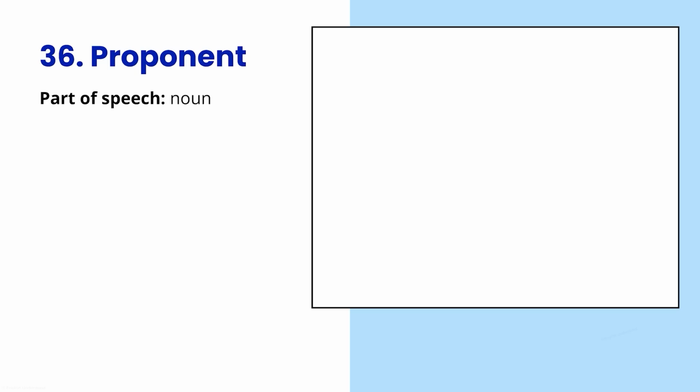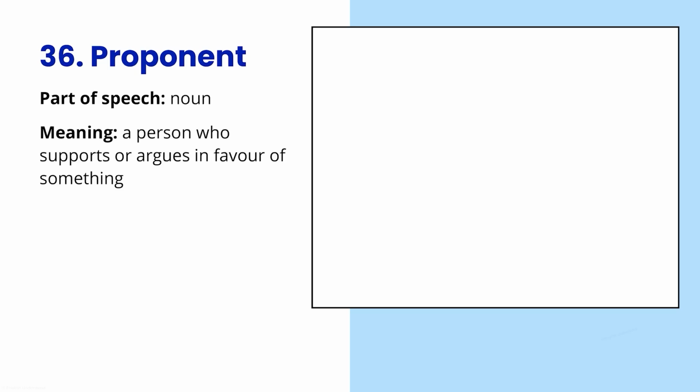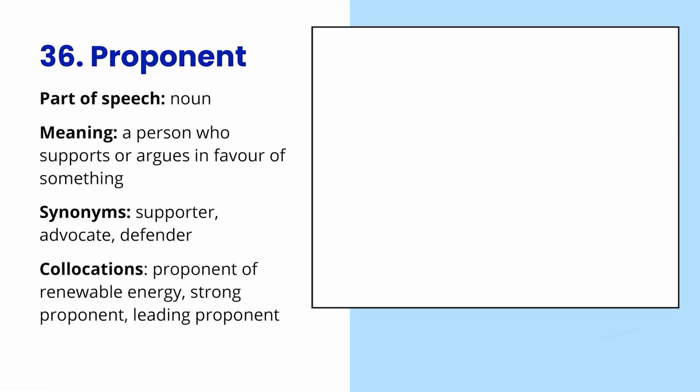Moving on to 36, proponent. Proponent is a noun and it means a person who supports or argues in favor of something. Synonyms: supporter, advocate, defender. Collocations: proponent of renewable energy. So this means someone who supports renewable energy. Strong proponent. This means someone who really, really supports something.